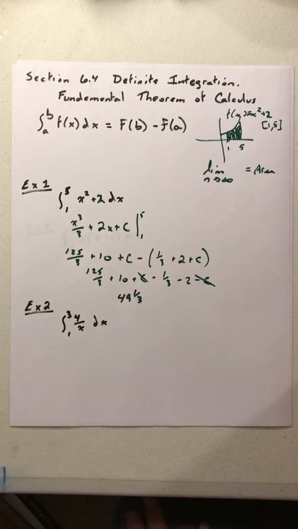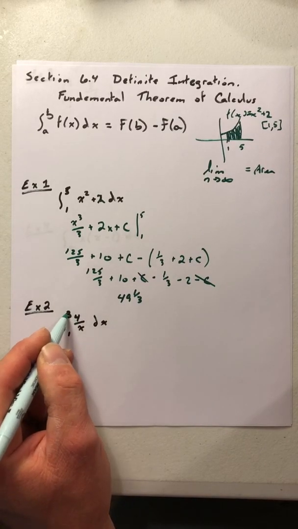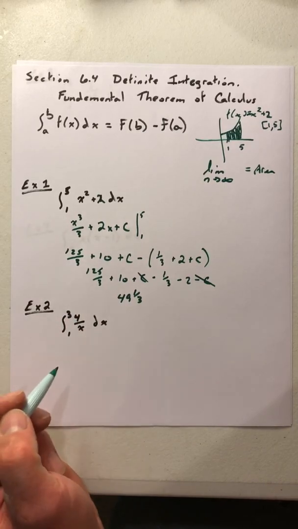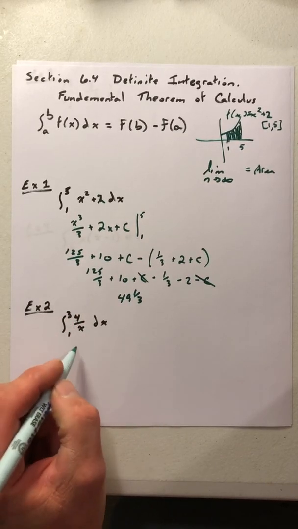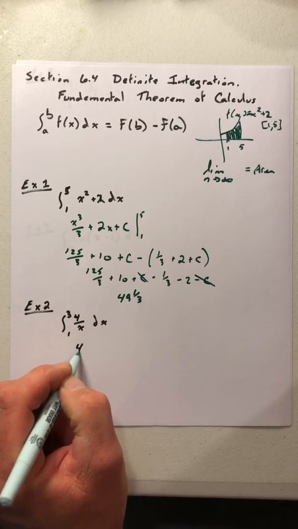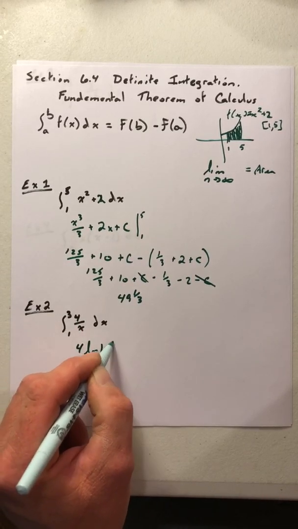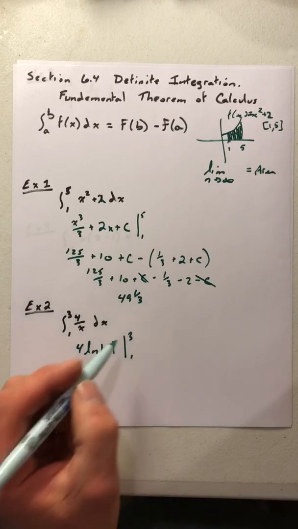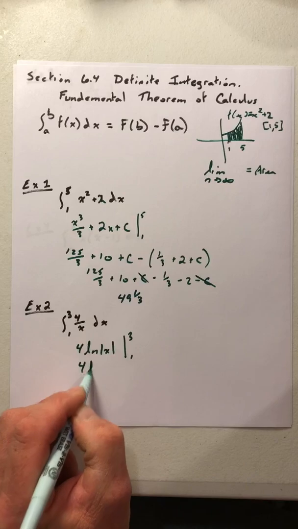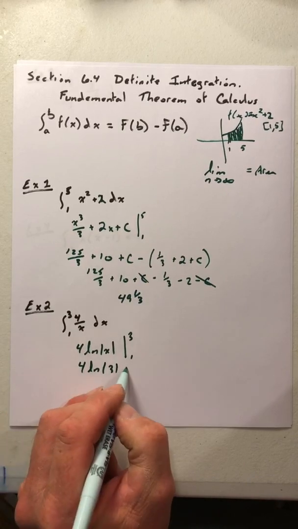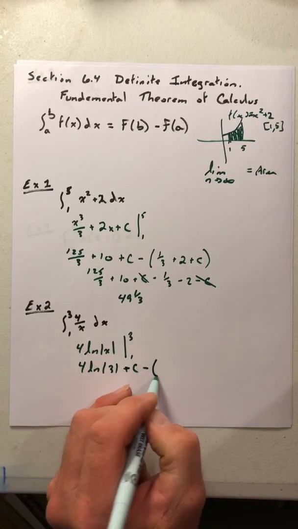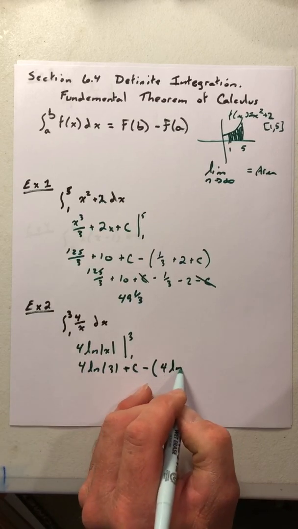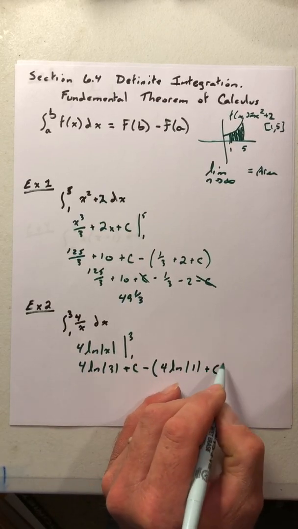So in example 2, we can go ahead and do this again. We're going to integrate from 1 to 3. So our lower bound is 1, our upper bound is 3, of 4 over x dx. If I go ahead and integrate that, 4 over x, we should see 4 natural log of the absolute value of x, and we're going from 1 to 3. If I plug in my 3, I have 4 natural log of the absolute value of 3 plus c, minus, plugging in my 1, I get 4 natural log of the absolute value of 1 plus c.